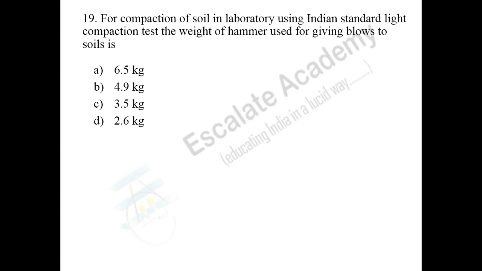For compaction of soil in a laboratory using the standard light compaction test, the weight of the hammer used for giving blows to the soil is what? It is 2.6 kg. Just remember it.